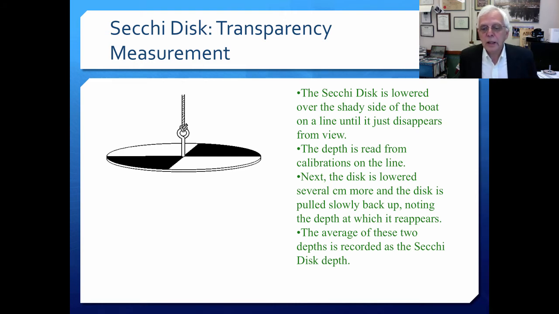Next, you bring it up slightly until it just comes back into view, and you take that measurement, and then the average of those two measurements is recorded as the Secchi disk transparency or Secchi disk depth. This gives you a very good estimate of about the 95% extinction depth of light, and it will tell you something about where it gets dark in an aquatic system. It's about at the Secchi disk level, although your eye can see something at that level, but most plants will not be able to actually make a photosynthetic profit.